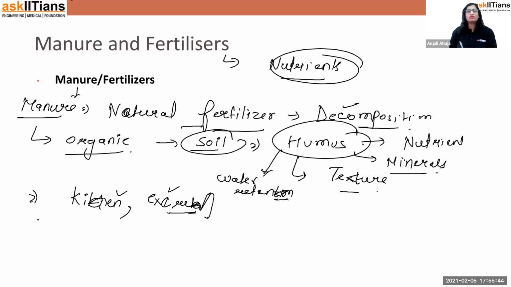Now, if you are writing this kind of question, you have to write it under headings. First the definition, then how it is created, then the function, then the advantages. That's how you can make a point about it. One more point is how it is used. About its use, you will say that manure is directly added into the soil.